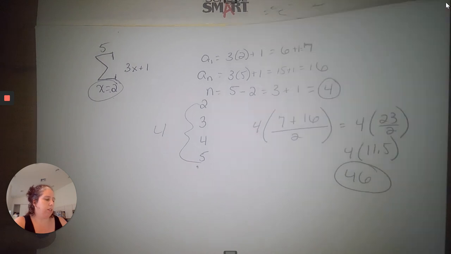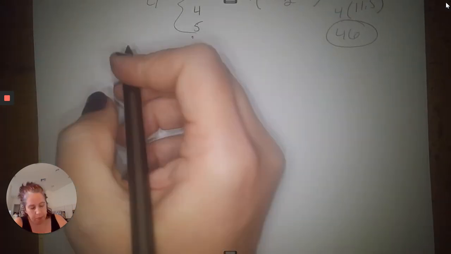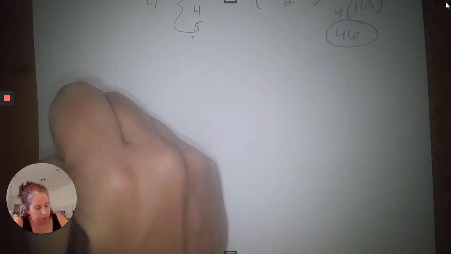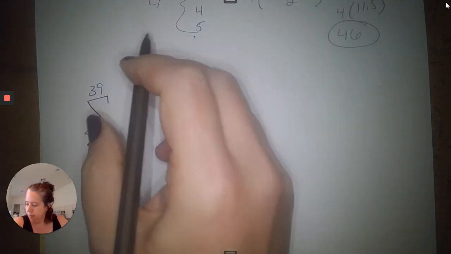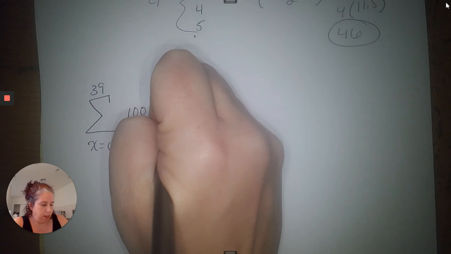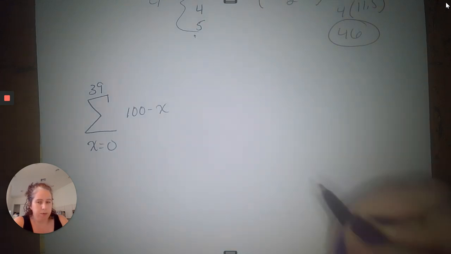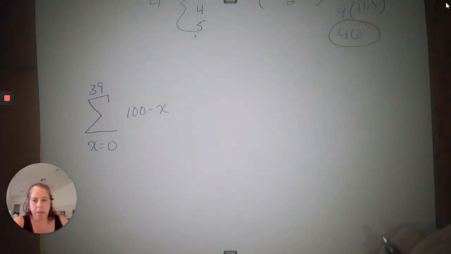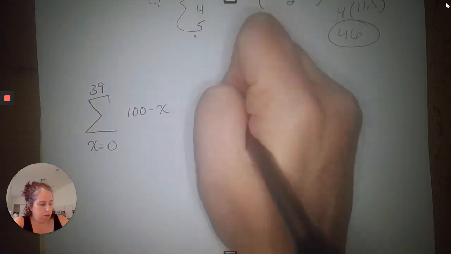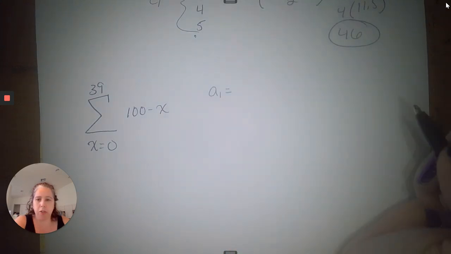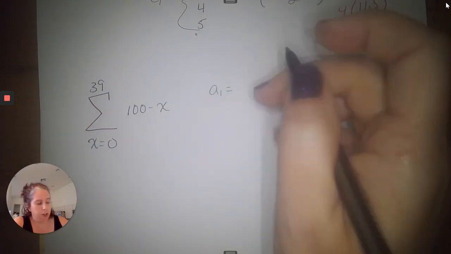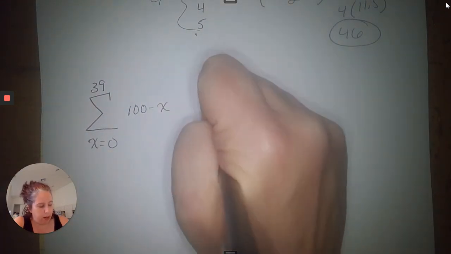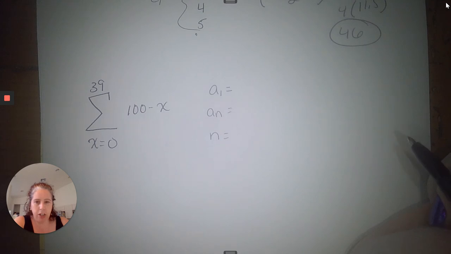All right, so let's do another one with some of the bigger numbers. So we're going to go from x equals 0 to 39, and we're going to do 100 minus x, right? I want you to try it on your own. So pause the video and see if you guys can do it. Remember, you're going to find A1, you're going to find AN, and you're going to find N. So give it a shot, see if you guys can find it.